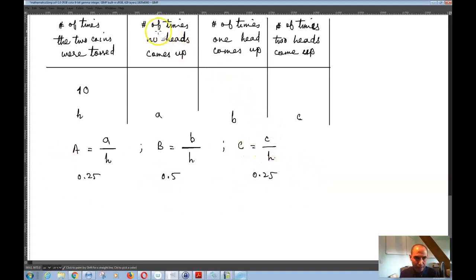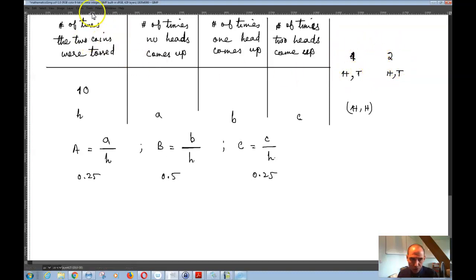The reason is that, if you take a look at this situation, I have two coins over here, coin number one and coin number two. Coin number one has two possibilities, heads and tails. Coin number two has the same two possibilities, heads and tails. So what can happen is that I can get a head with a head.